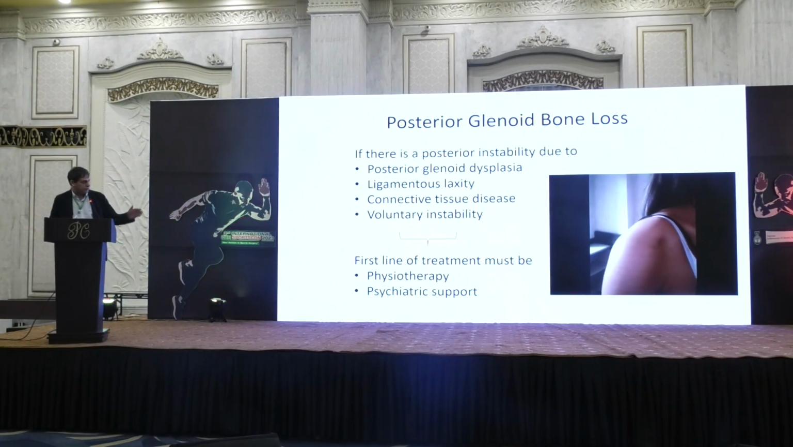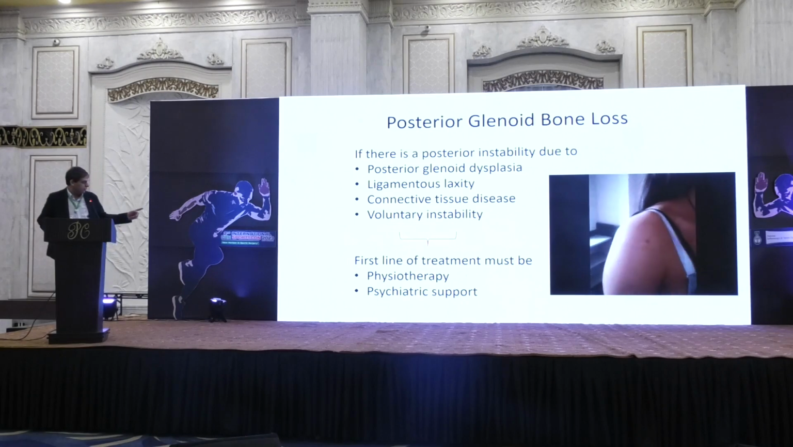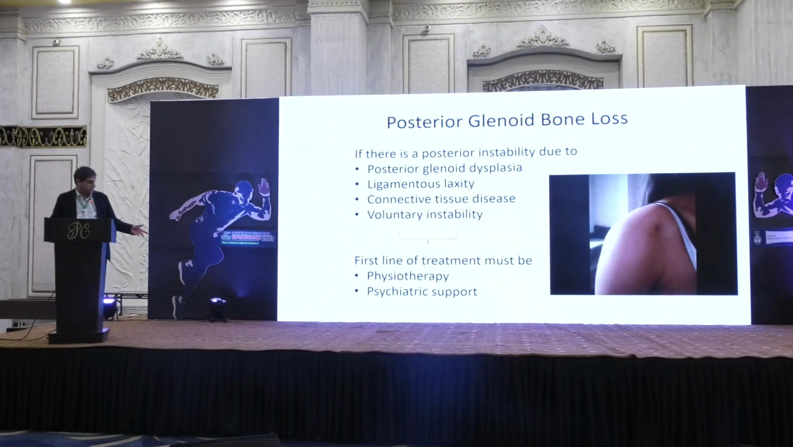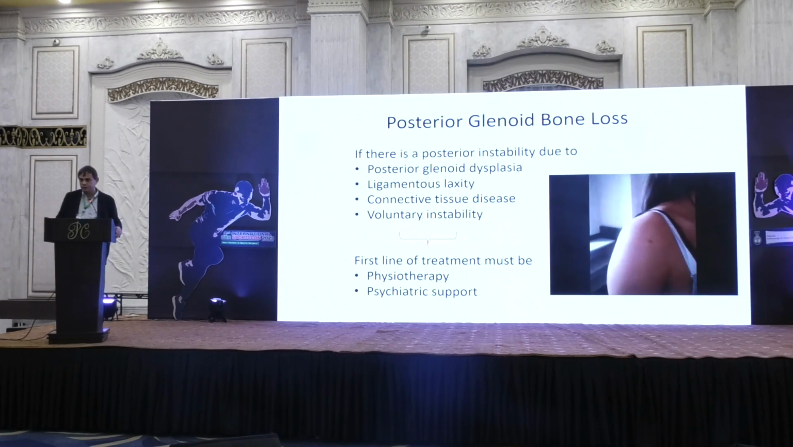Also, if the patient has voluntary dislocation, he or she can dislocate and relocate the shoulder. If there's ligamentous laxity combined with dysplasia, connective tissue disease, or voluntary dislocation, you must avoid operating on these patients. Rehabilitation, physiotherapy, and psychiatric support are the main treatment options for these patients.